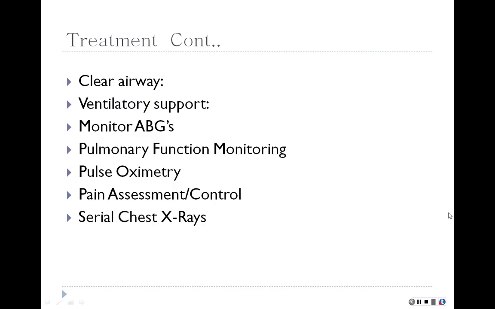So let's just go on with some more of the same. We're going to be monitoring, watching, giving them pain medicine. Serial chest x-rays, meaning that we're going to be doing them periodically to make sure we're not backtracking. Okay. So coughing and deep breathing, positioning, suctioning are going to be some of our main stuff.